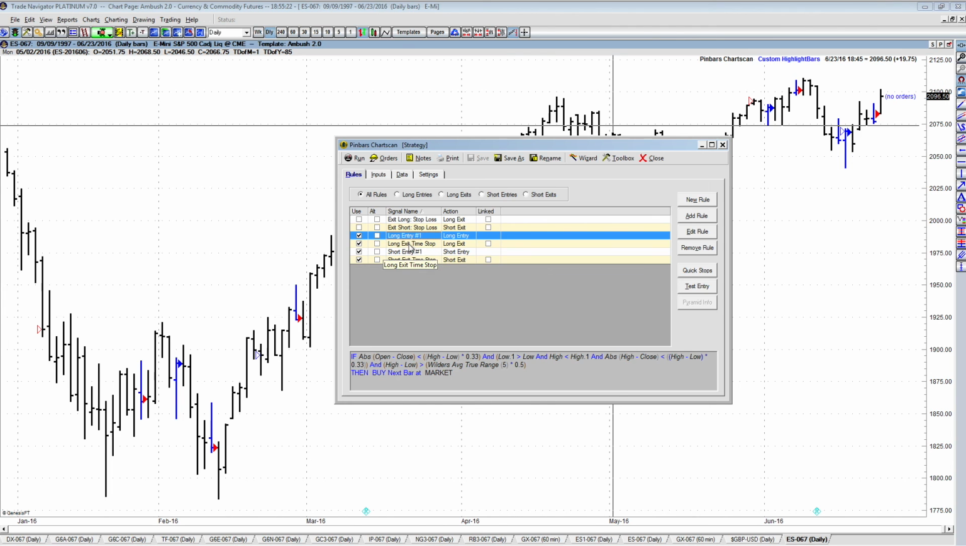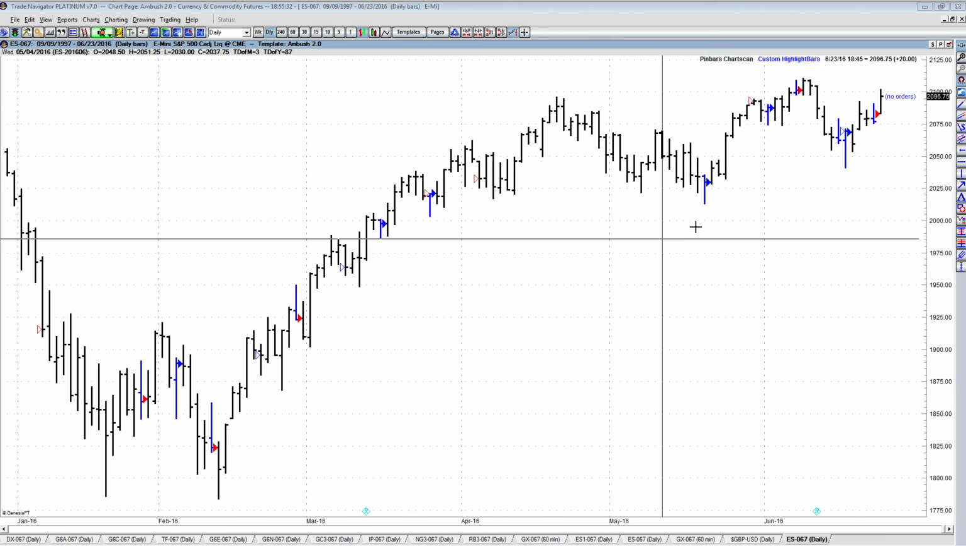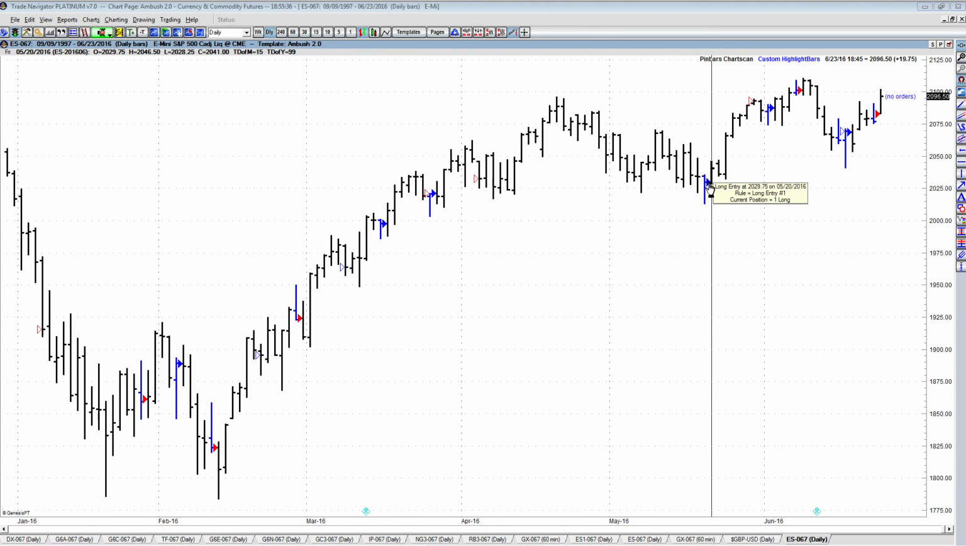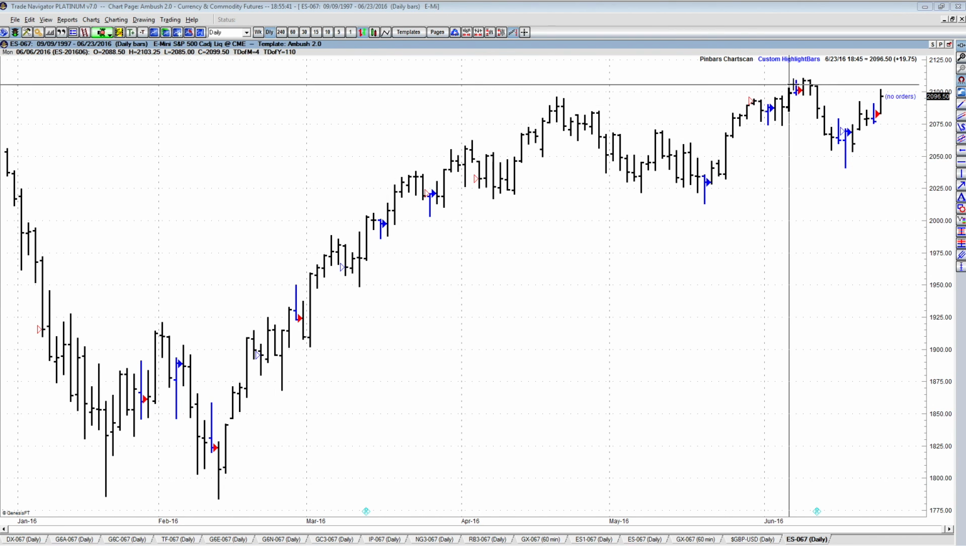We would enter at the market and then just exit with a time stop. Quickly looking at the chart here, this would be an entry: the bar closes, we enter at the market next day at the open, and a couple of days later we get out again. Same thing here, and so on.